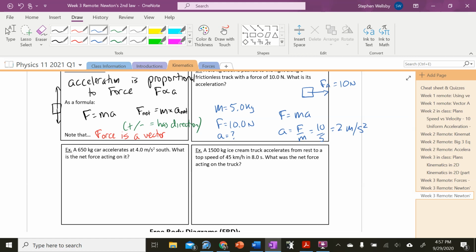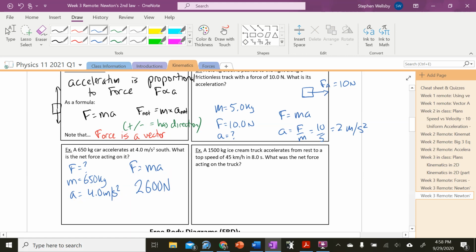Now for the second problem, we have a 650 kilogram car accelerating 4 meters per second squared south. What is the net force acting on it? Well, I'm not going to bother drawing a picture for these next 2, but this is what we have. F equals, that's our question mark, m is 650 kilograms, and A equals 4 meters per second squared. So plugging it into our equation, we have 650 times 4, which is going to be 2,600 newtons.